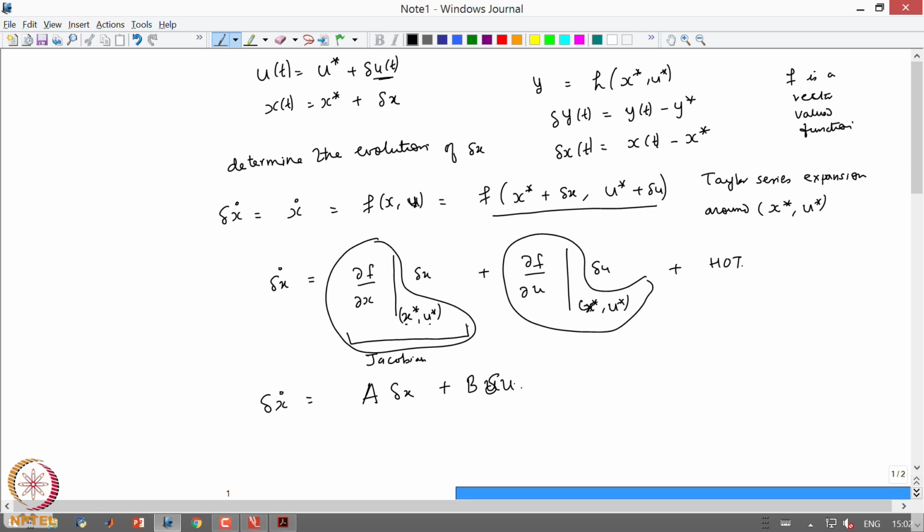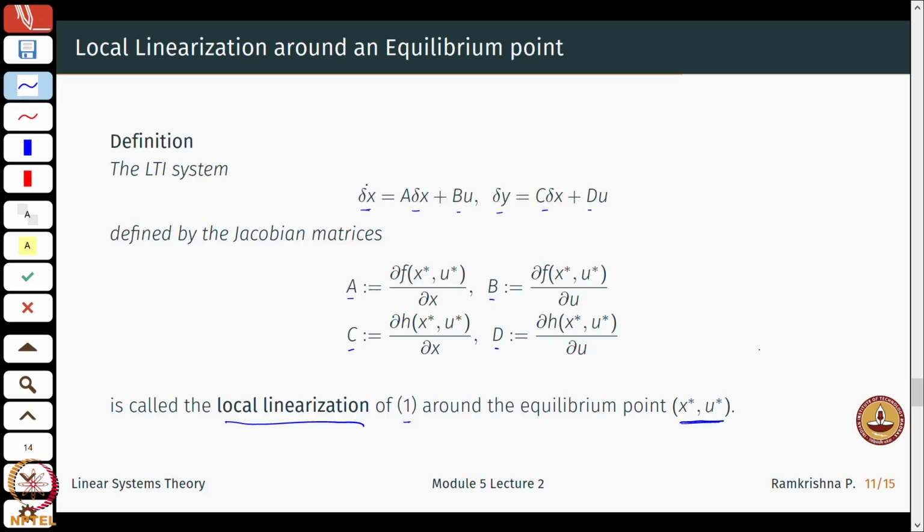Okay. Similarly, I can do it with the output equation: delta y of t is y(t) minus y star, and I can do it very similarly and then find out what delta y is. I'll skip that little derivation. So, C would just be partial of h with x, and D would be partial of h with u, all evaluated at x star and u star.